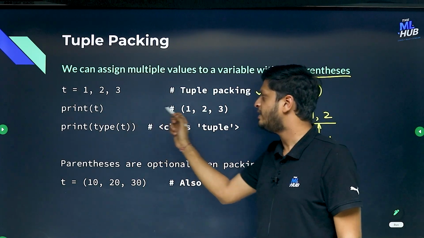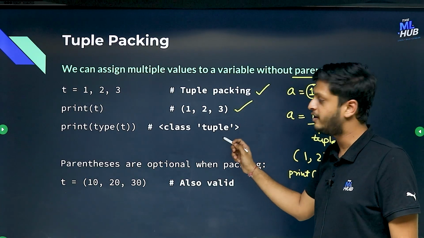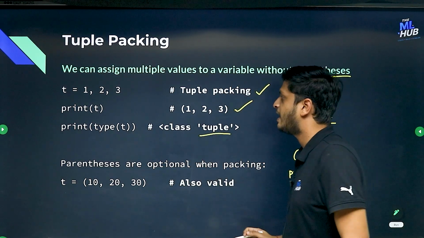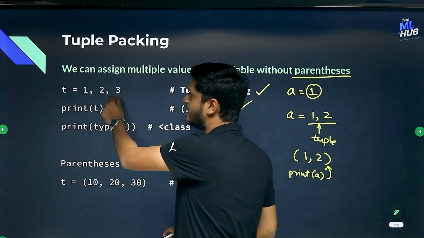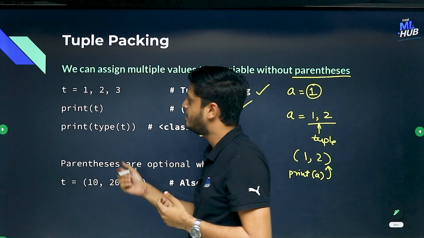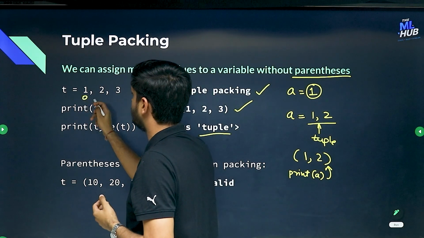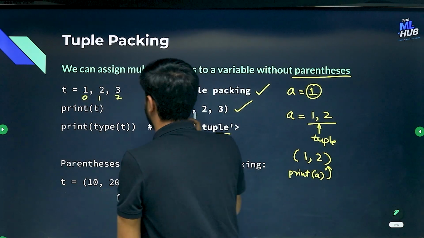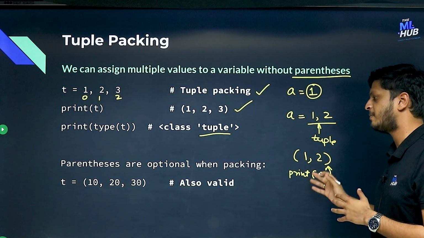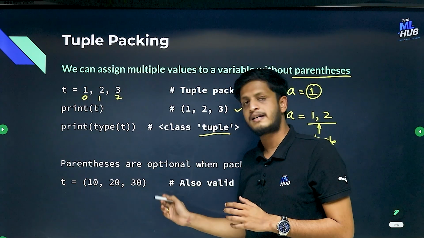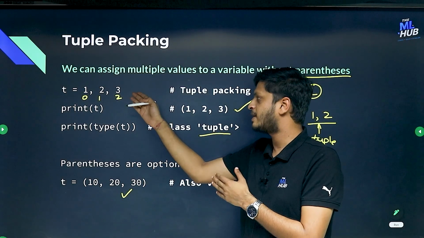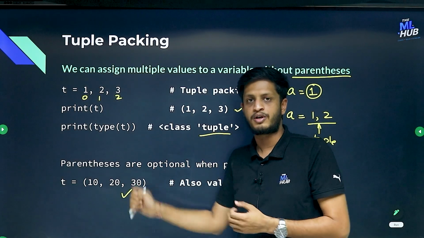When you print t, the tuple 1, 2, 3 will be printed, and when you print the type of t, class tuple will be given. And again, the order of the values will remain the same as the order in which we are giving values, because a tuple is an ordered sequence. The first value that we give will be index 0, then index 1 and index 2 and so on. So this is the concept of tuple packing. Parentheses are optional when packing. You can write the parentheses as well. This is also a valid way of creating a tuple, which we have already seen. But if you skip the parentheses, then also it is okay.